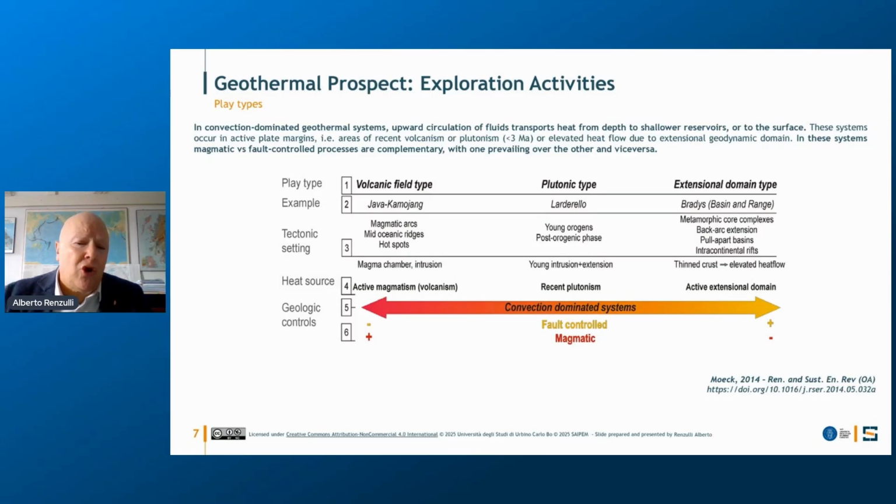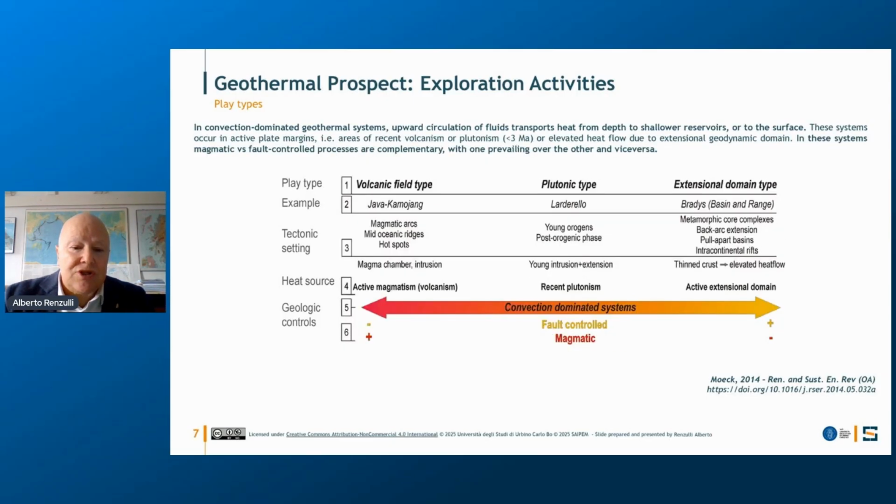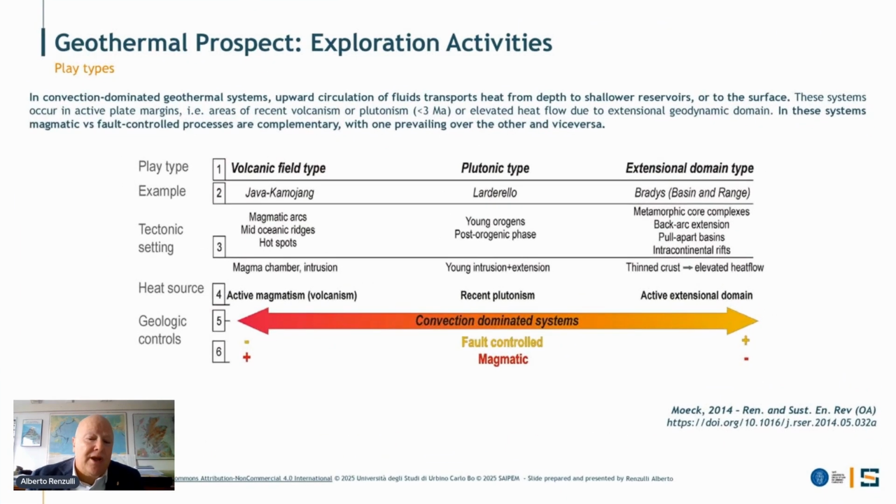So, first of all, how is heat transferred from the source to the surface to produce electricity? There are two main modes of heat transfer, conduction and convection. The most important geothermal systems for producing electricity are those in which heat transfer occurs through convection.